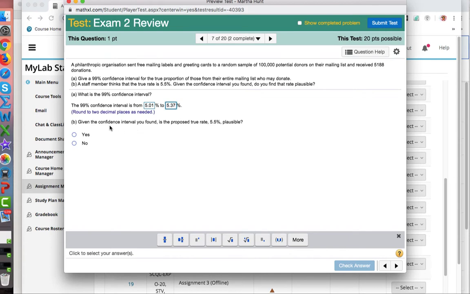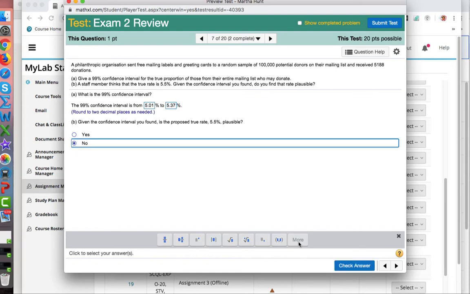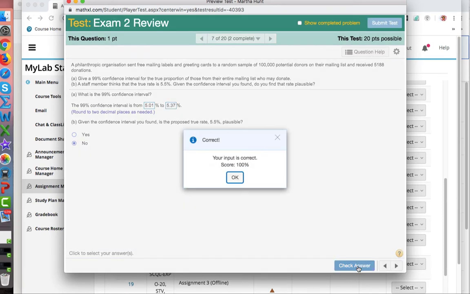So, given the confidence interval you found, is the proposed rate of 5.5% plausible? Well, no, because it is bigger than all of the values in the interval. Let's check our answer. Okay, good.